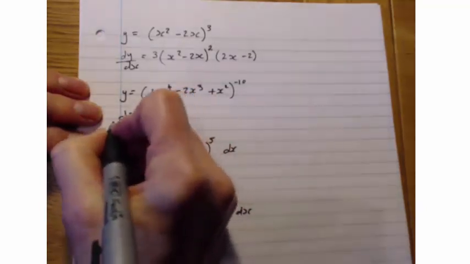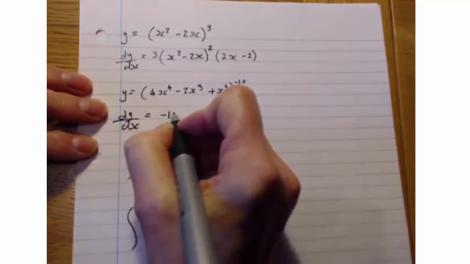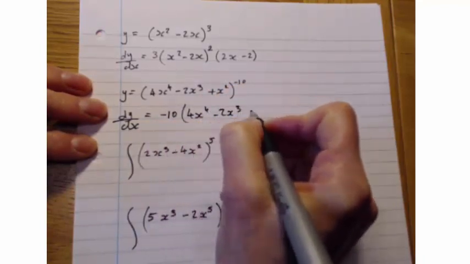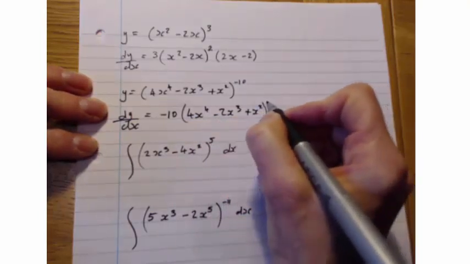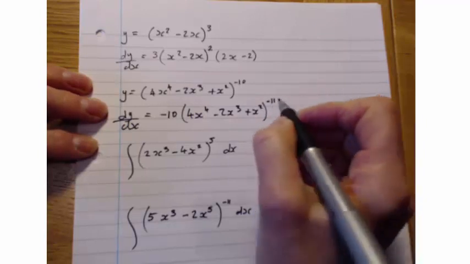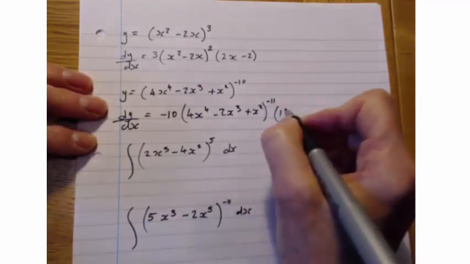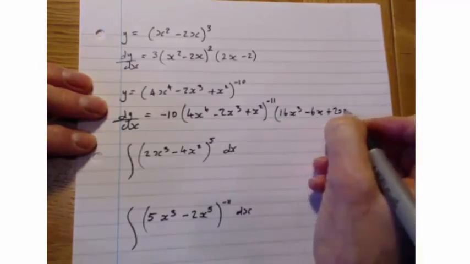Okay, here's another one, dy by dx. Don't look inside the bracket, multiply by the power. Drop the power by 1, so that now goes to minus 11, which is a smaller number than minus 10, and multiply by the derivative. Bang.